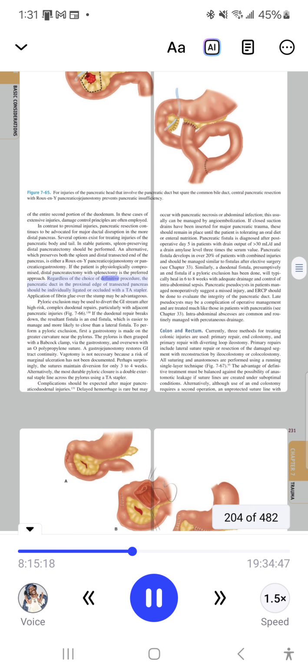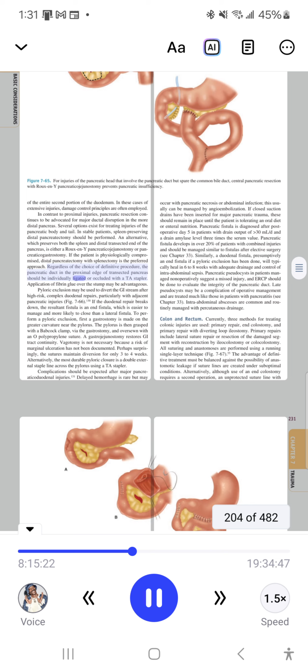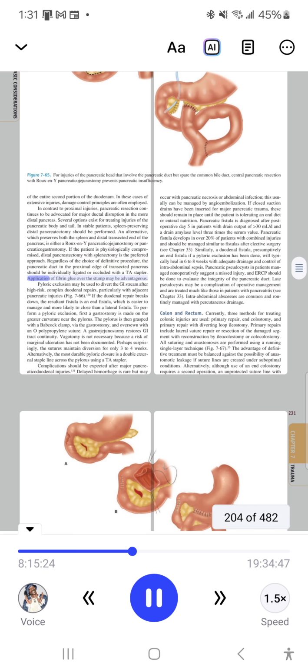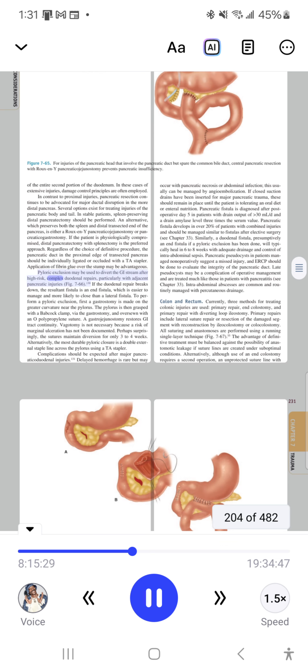Regardless of the choice of definitive procedure, the pancreatic duct and the proximal edge of transected pancreas should be individually ligated or occluded with a TA stapler. Application of fibrin glue over the stump may be advantageous. Pyloric exclusion may be used to divert the GI stream after high-risk, complex duodenal repairs, particularly with adjacent pancreatic injuries.